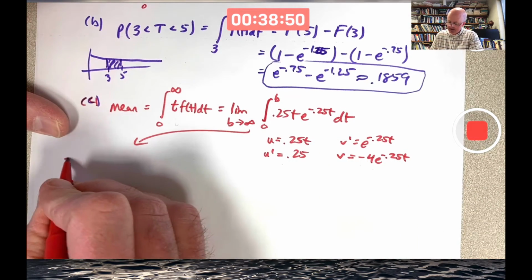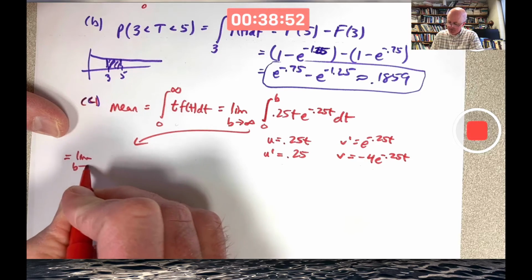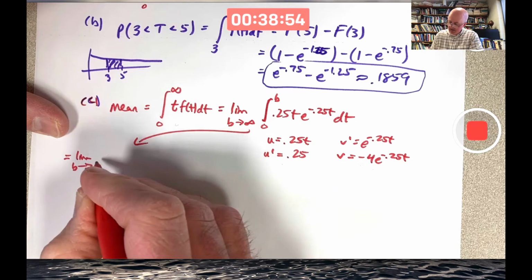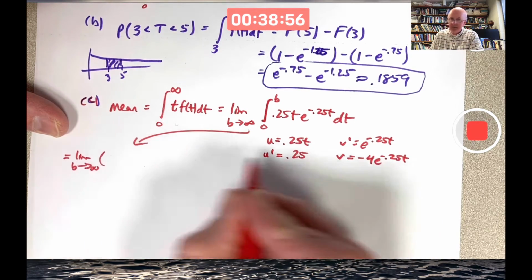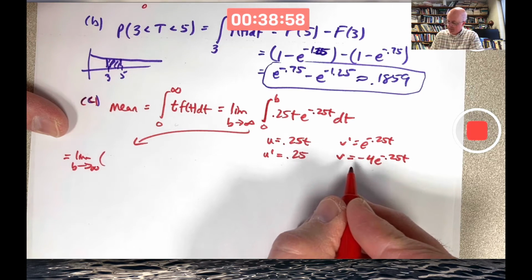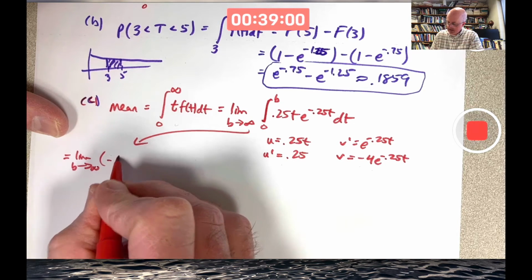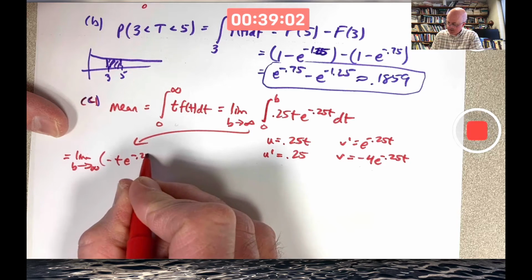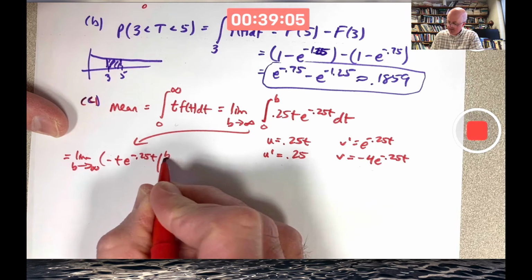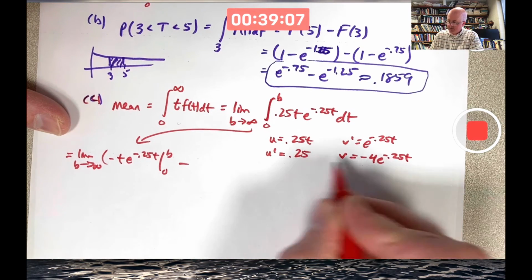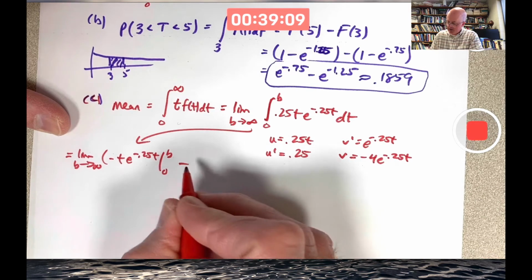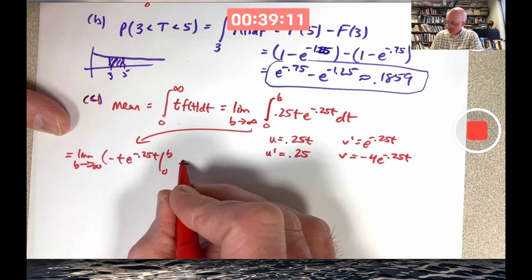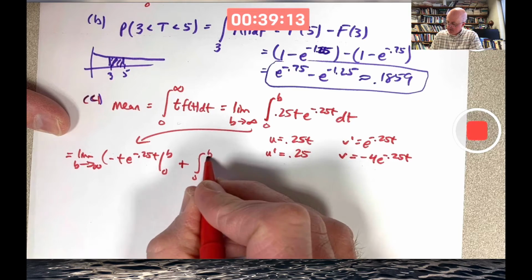So keep the limit sign in front. Limit as b goes to infinity of u times v is 0.25 times negative 4, which is negative 1. Negative t e to the negative 0.25t going from 0 to b. Minus the integral of the product of these two things. Two negatives will make a plus. And again, 4 times 0.25 is 1. So we'll get this.